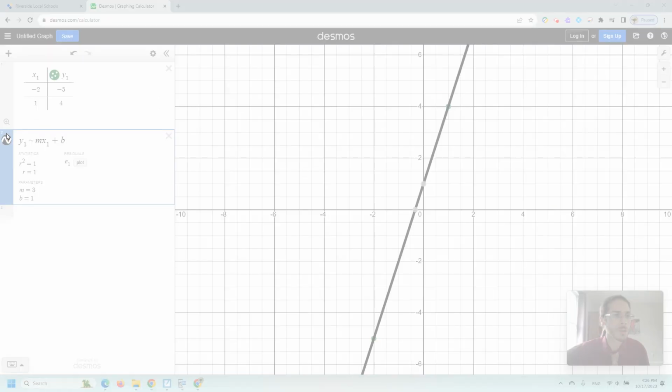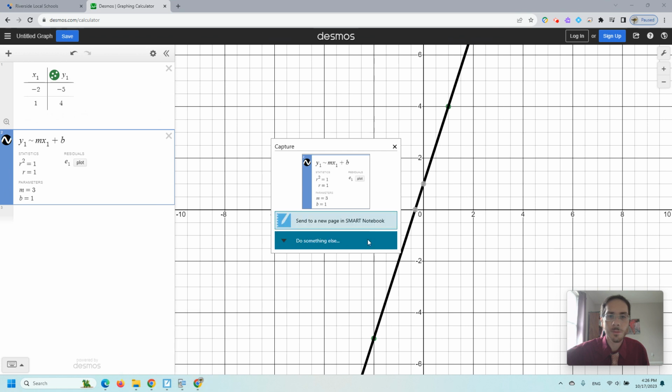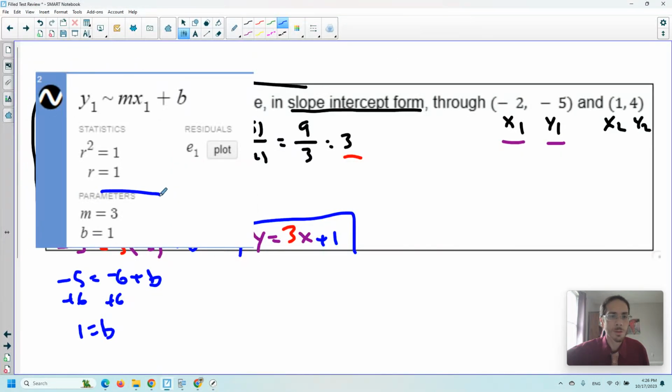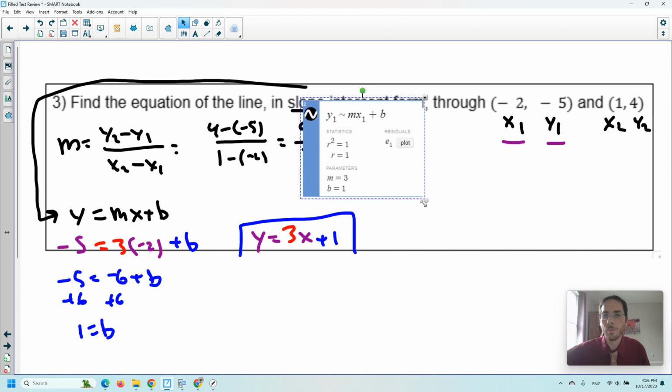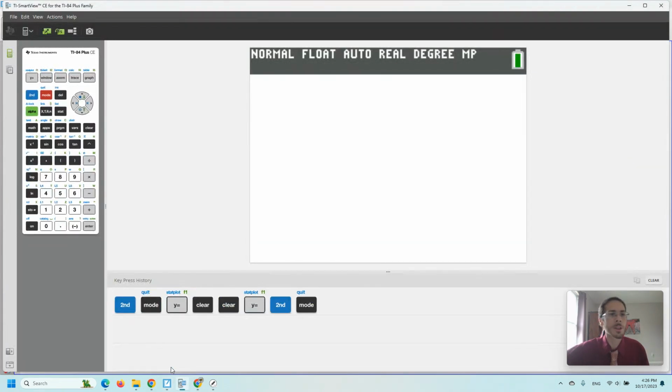So what I can do is just snag this. And we can see that, yeah, okay, this matches up with what we have, right? We got 3 and 1. M is 3, that's what we got. B is 1, that's what we got down here. So that looks pretty good. A little bit easier to do it if you have the graphing calculator, because then you don't have to remember any of the codes or anything.